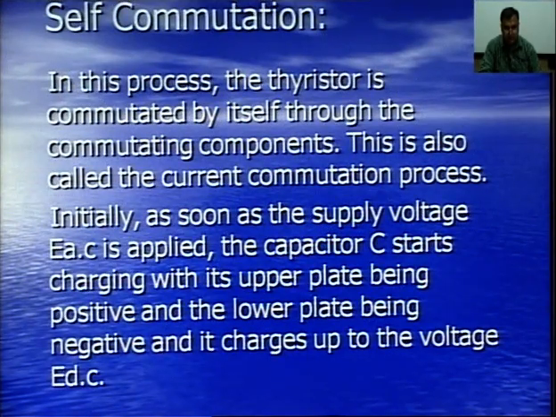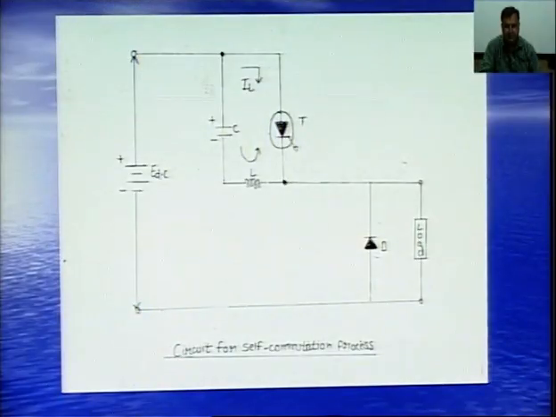Now comes the next commutation process, which is called the self commutation process. In this process, the thyristor is commutated by itself through the commutating components. This is also called the current commutation process. Initially, as soon as the supply voltage EAC is applied, the capacitor C starts charging, with its upper plate being positive and lower plate being negative, and it charges up to the voltage EDC as shown in this diagram.